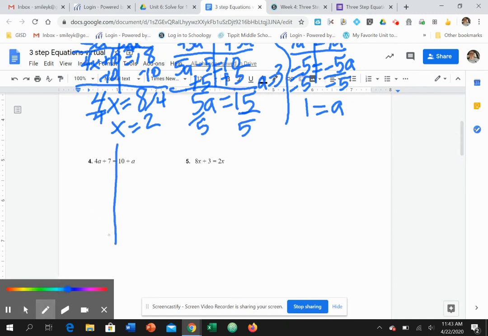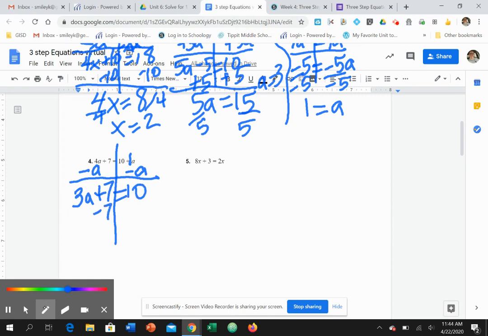I'm going to subtract the smaller variable. So remember, that is a 1 in front of your a. If it doesn't have a number in front of it, it is considered to be a 1. You can write a 1 right there if you want to. So 4 minus 1 is 3a plus 7 equals 10.